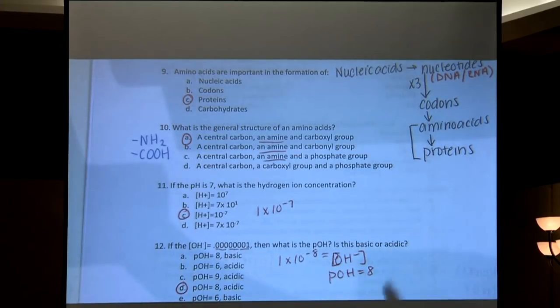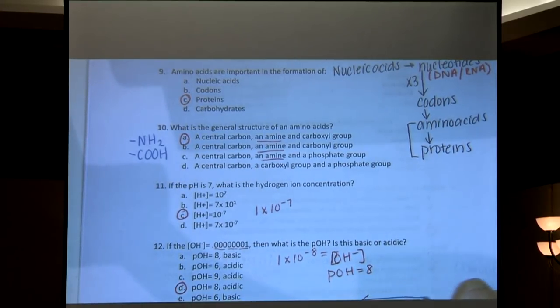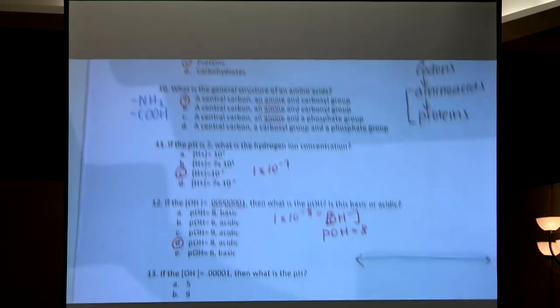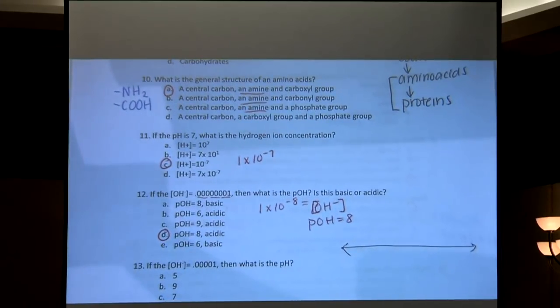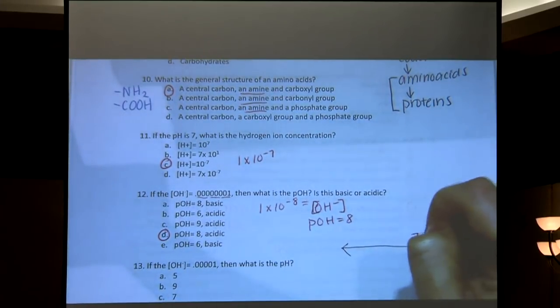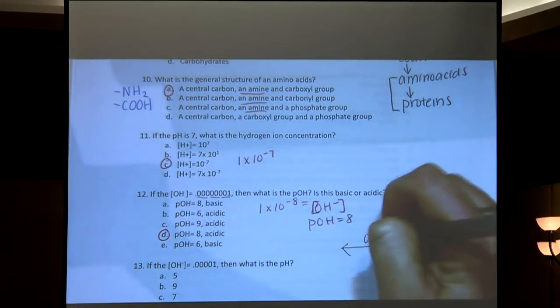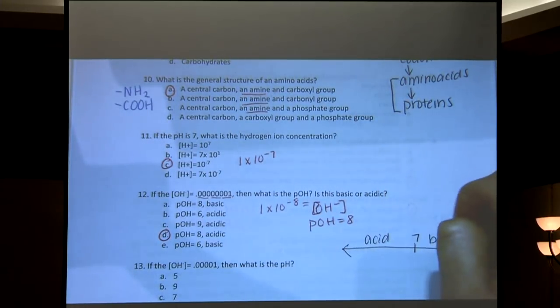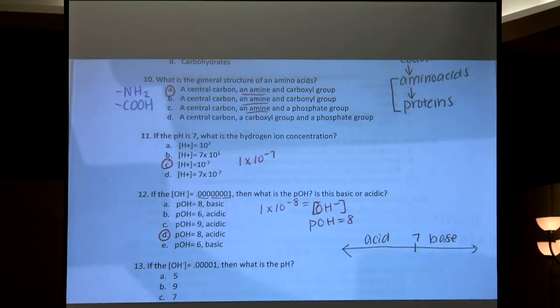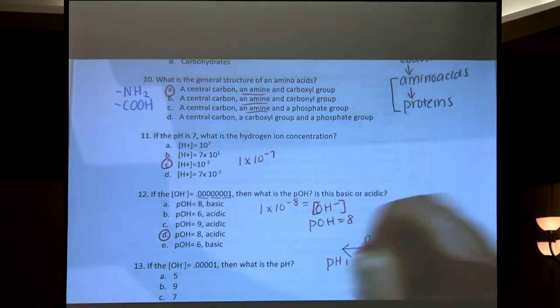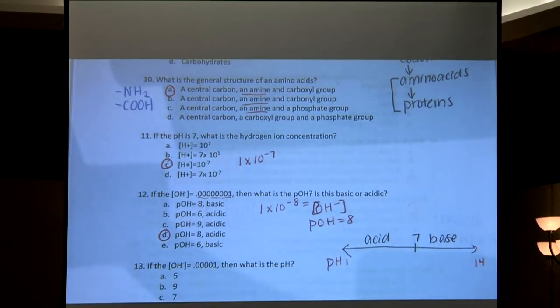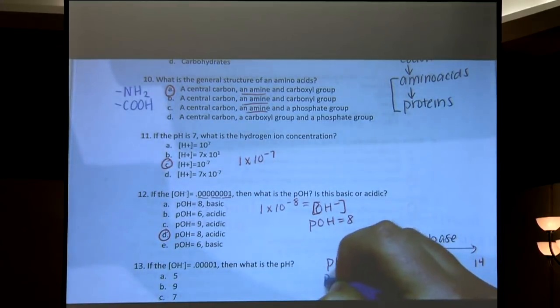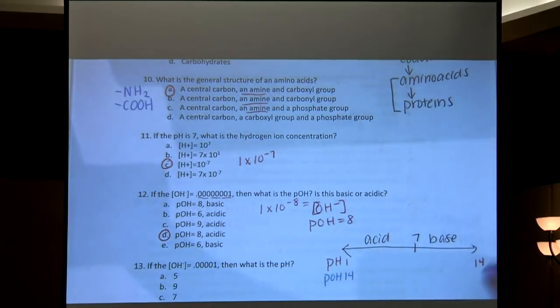So also remember that if we have our spectrum, all right, with 7 in the middle, we have acid over here, and we have a base over here. Our pH should be 1 to 14, and our pOH should be the opposite, 14 to 1.